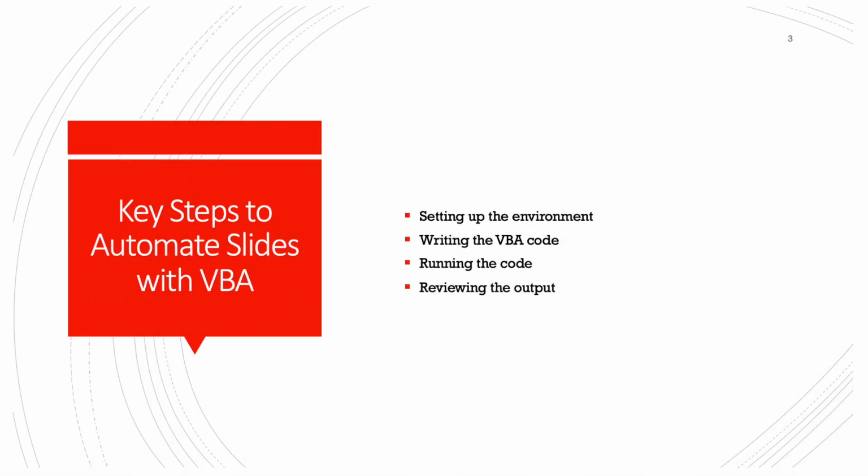Now, let's look at the key steps to automate your slides using VBA and ChatGPT. There are 4 main steps: setting up the environment, writing the VBA code, running the code, and reviewing the output. We'll go through these one by one to make sure everything is clear.